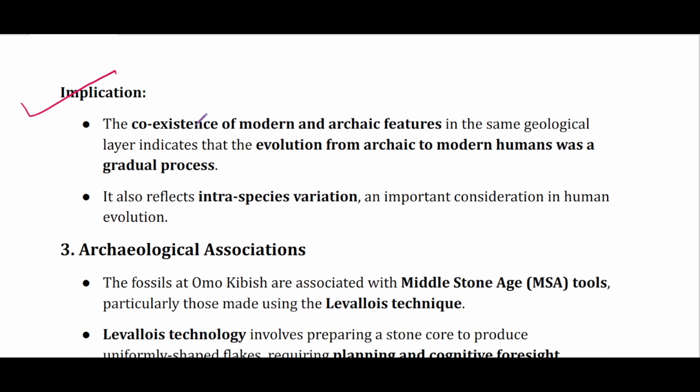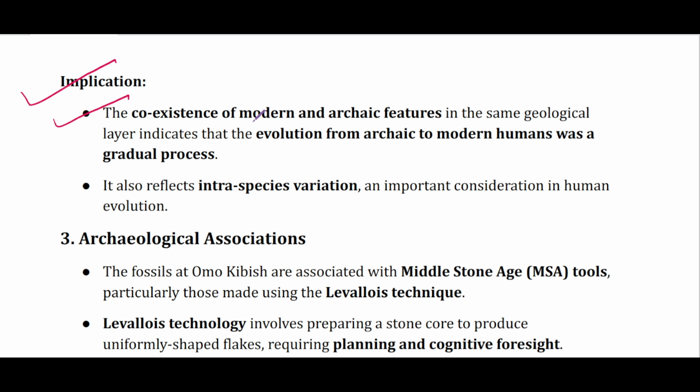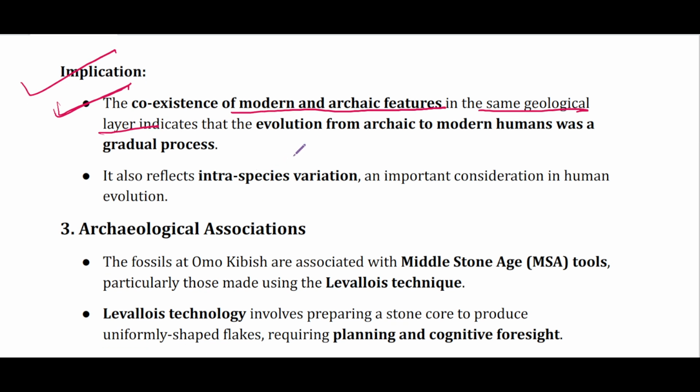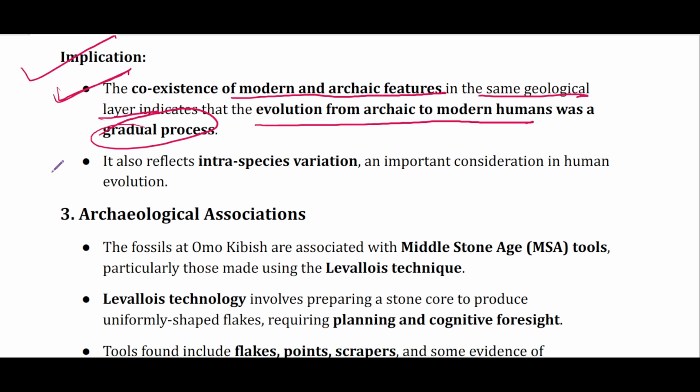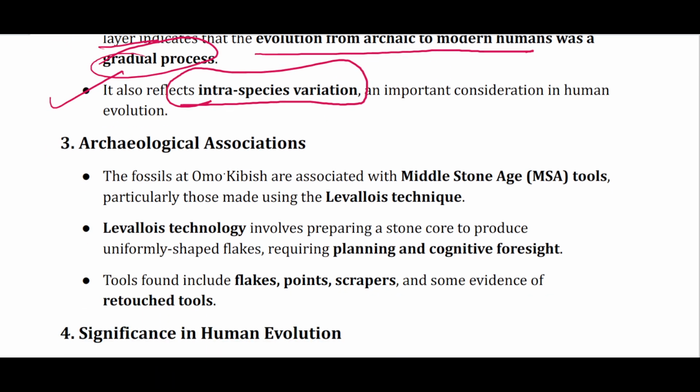Now the implication. The existence of modern and archaic features in the same geological layer means both of them were coexisting together. So it suggests that the evolution from archaic to modern was a gradual process, and it also reflects intra-species variation, which we just discussed within Africa.